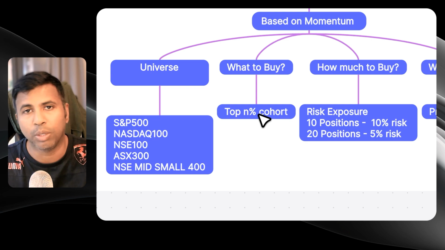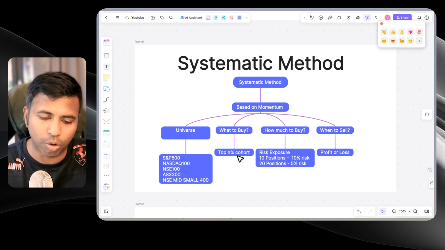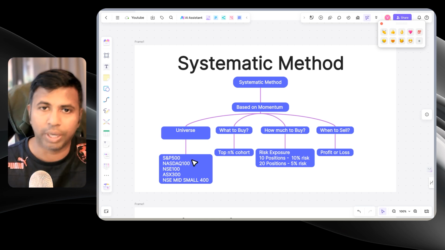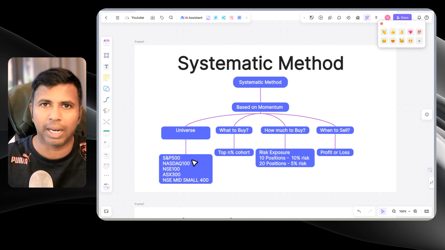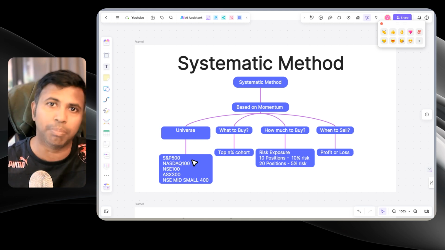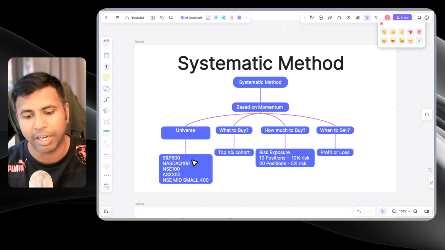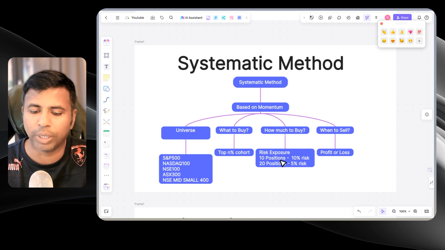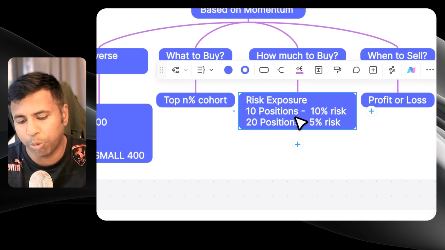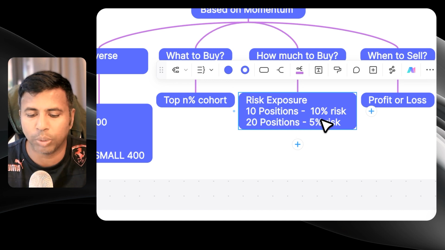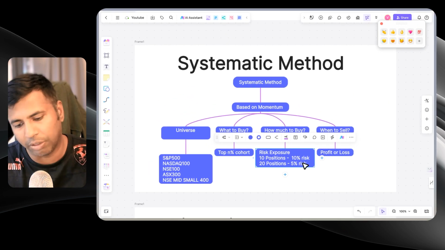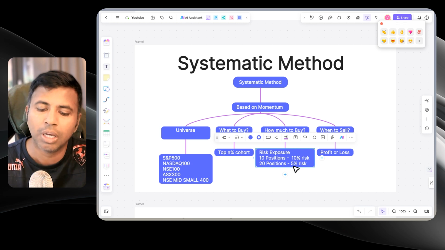So you can define, like you can select the top 1% of the cohort. Among the Nasdaq 500, you can select the top 1% where you want to invest, and you can actually rank them, because momentum is a number that you can calculate. You can rank these stocks based on their momentum and find out their relative momentum. And then if you are choosing 10 positions, you have each position as a 10% risk, and if you are choosing 20 positions, you will have a 5% risk in each position.